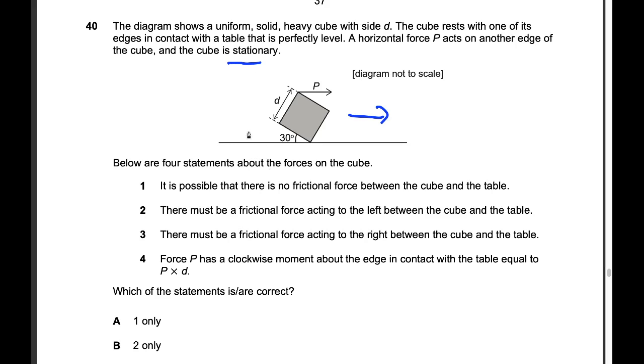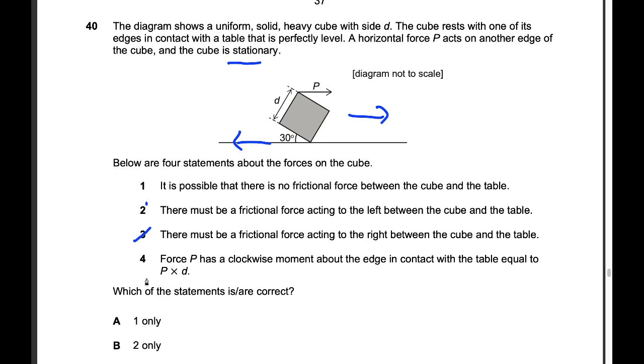So there's definitely got to be a friction force here that counters P. There must be a frictional force acting to the left between the cube and the table. Well, that's what I just drew. So yeah, that's true. There must be a frictional force acting to the right. No, well, it acts to the left.